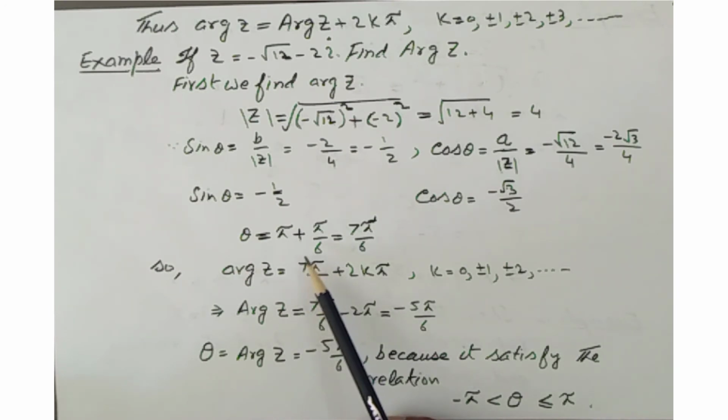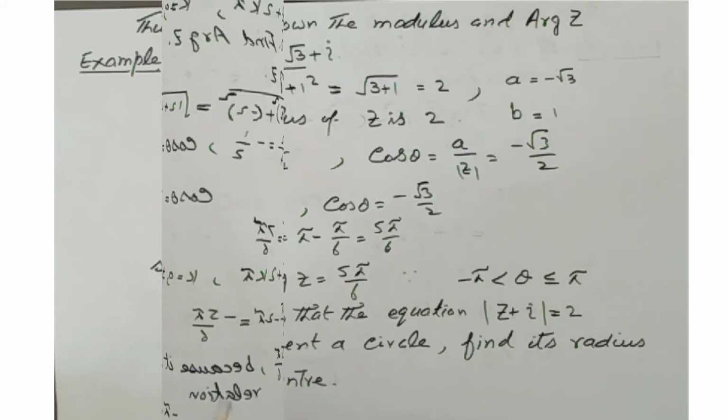So this becomes capital argument of z if it satisfies this relation. Here the angle should be less than or equal to pi. So this 7 pi by 6 is greater than pi. So we subtract 2 pi from 7 pi by 6 and this is minus 5 pi by 6. And this minus 5 pi by 6 satisfies the relation, it is greater than minus pi. So this becomes the argument of z, minus 5 pi by 6, because it satisfies this relation.